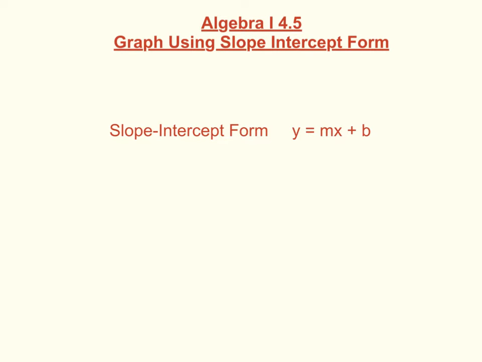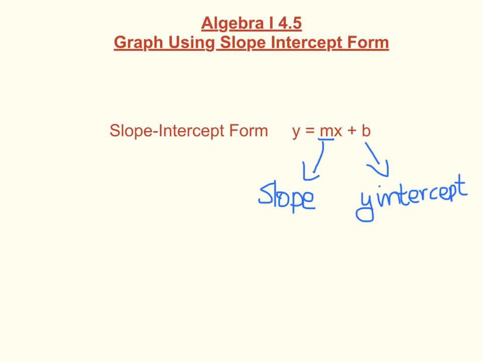Today in Algebra 1, Chapter 4, Section 5, we are going to learn to graph using the slope-intercept form. The slope-intercept form is y = mx + b, where m is the slope and b is the y-intercept. When we get ready to graph this, we're going to start on the coordinate plane at the y-intercept. So if the y-intercept is 2, you start on the y-axis at 2.